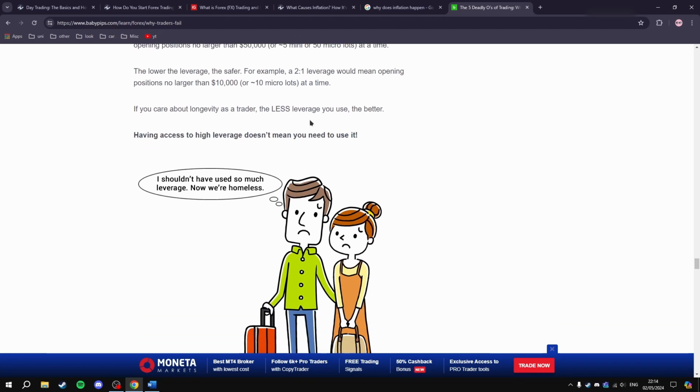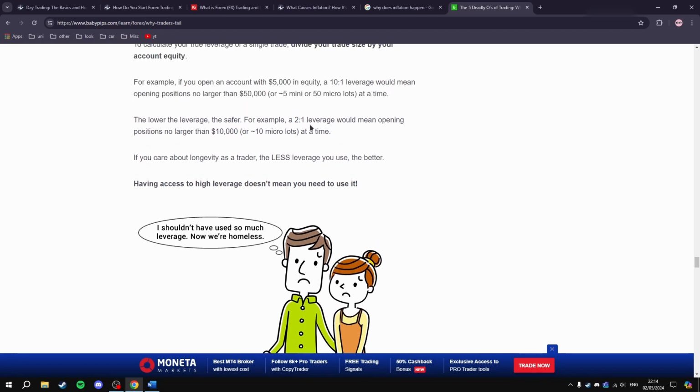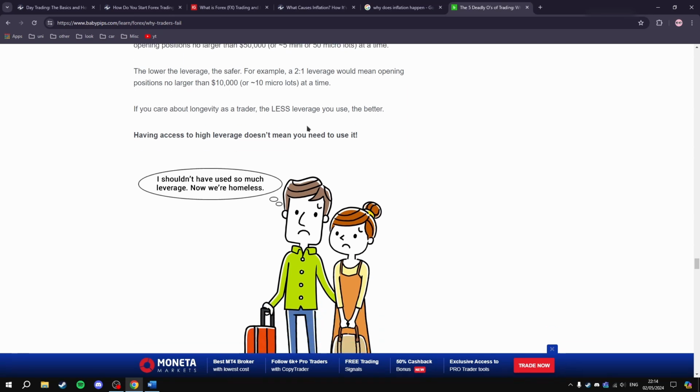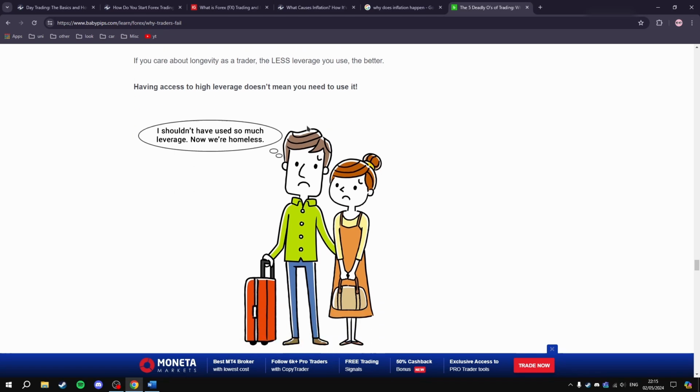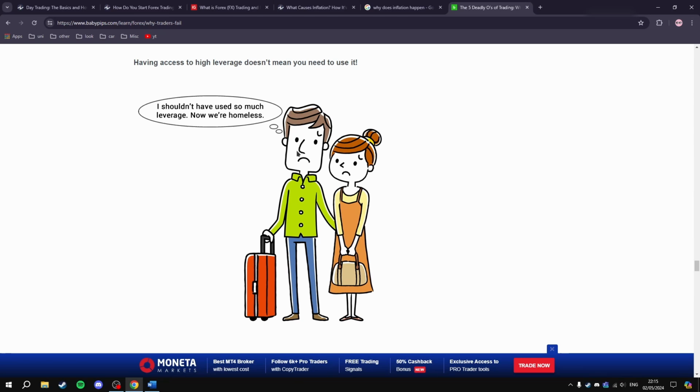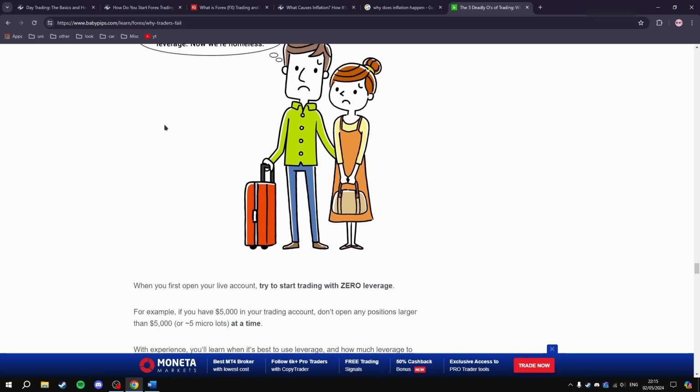The lower the leverage, the safer. For example, a 2 to 1 leverage would mean opening positions no larger than 10,000 or 10 micro lots at a time. If you care about longevity as a trader, the less leverage you use, the better. Having access to high leverage doesn't mean you need to use it. I shouldn't have used so much leverage, now we're homeless.